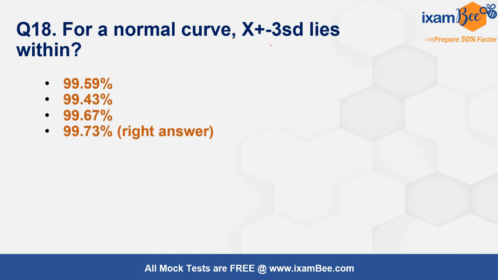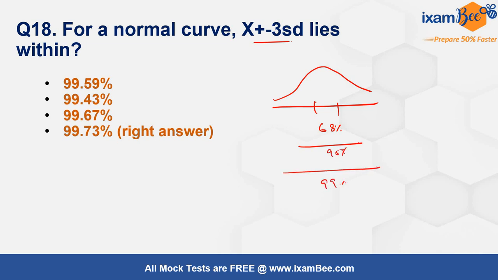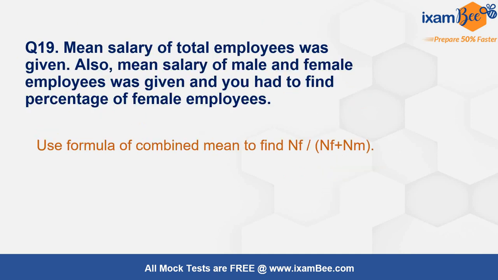Now for a normal curve, the question was what percentage lies within 3 standard deviations. We know that between one standard deviation 68% of the data lies, between 2 standard deviations approximately 95%, and between 3 standard deviations 99%. The catch here in the question was that they had given values in decimal as well, so you had to be very precise in marking this particular question. So the correct answer is 99.73%.